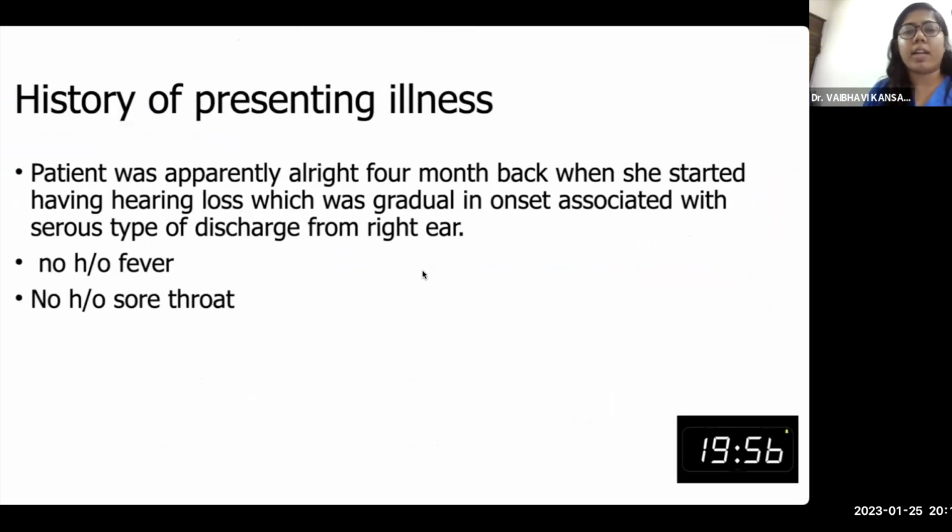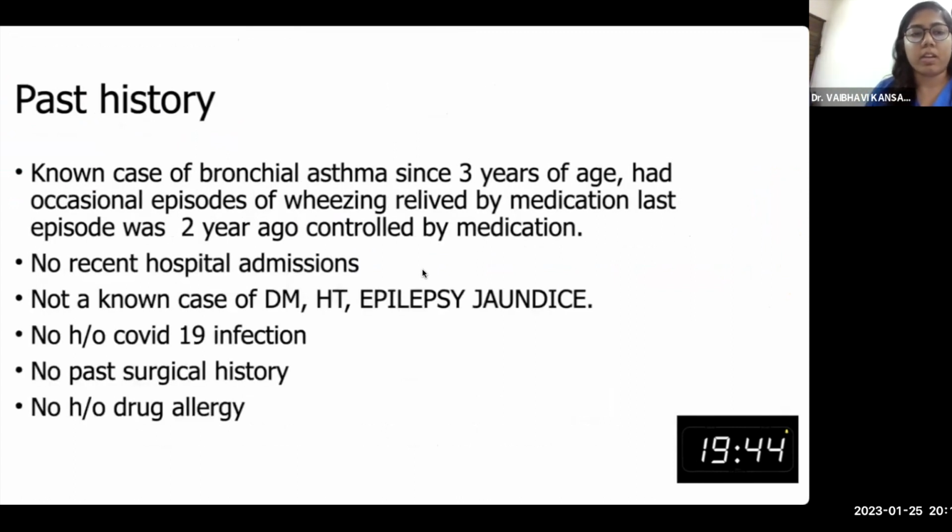Patient was apparently all right before 4 months when she started having hearing loss, which was gradual in onset, associated with serous type of discharge from the right ear. Patient does not have any fever or sore throat. Patient is a known case of asthma since 3 years of age, had occasional episodes of wheezing relieved by medication. Last episode was 2 years ago, controlled by medication. Patient does not have any history of recent hospital admission, diabetes, hypertension, epilepsy, or jaundice.